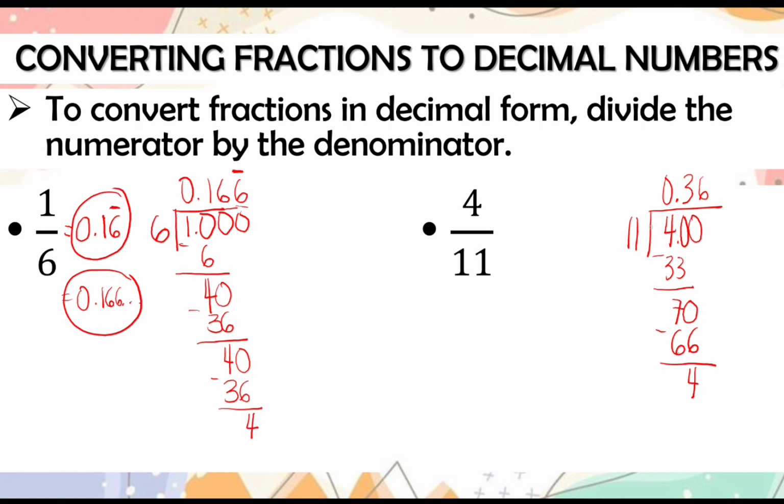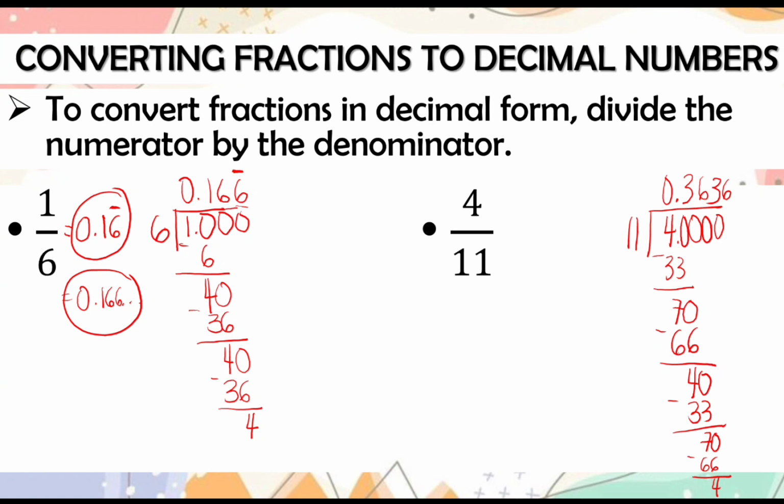4 divided by 11 cannot be, so let us put 0 again. 40 divided by 11 is 3. 3 times 11 is 33. 40 minus 33 is 7. 7 divided by 11 cannot be, so another 0. 70 divided by 11 is 6. 6 times 11 is 66. 70 minus 66 is 4.